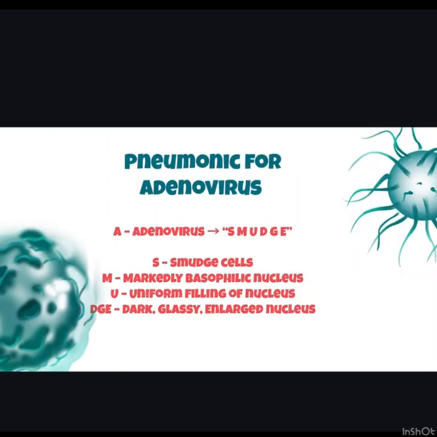So the mnemonic for adenovirus is SMUDGE, smudge. So S is smudge cells, M is markedly basophilic nucleus, U is uniform filling of nucleus, and DGE is dark glassy enlarged nucleus.